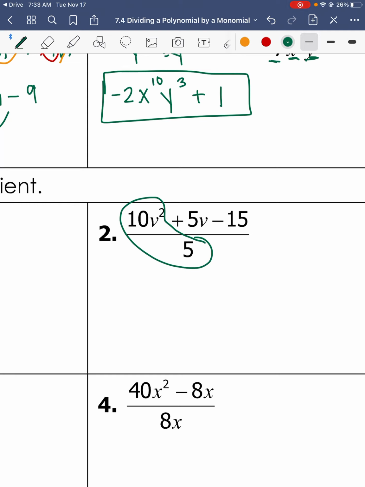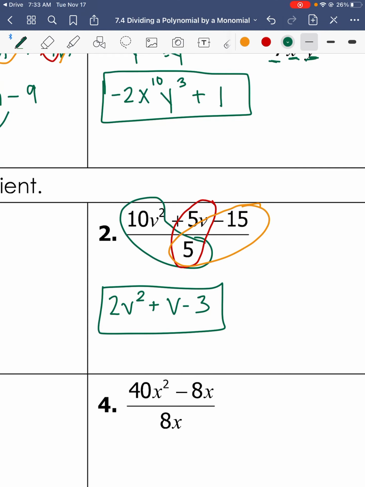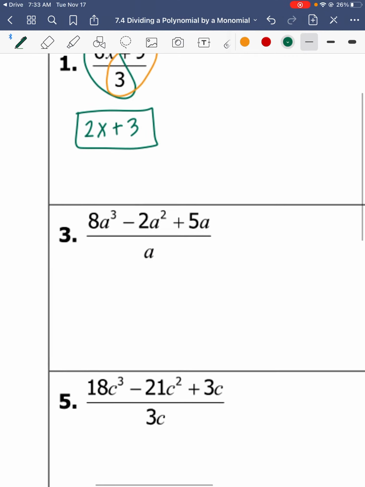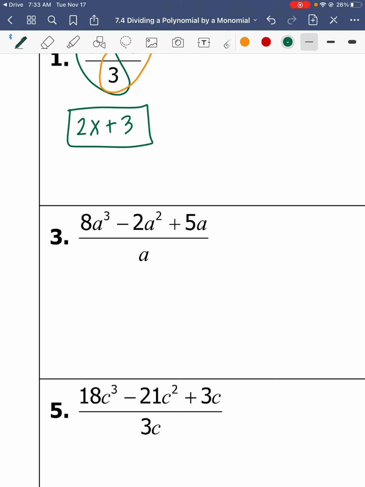Okay, over here, this 10v squared divided by 5, that gives us 2v squared. And then we'll look at 5v divided by 5. It's positive, so it gives us plus 5 divided by 5 is 1. 1 times v is just v. And then this last one here, negative 15 divided by 5 is negative 3. And there's our final answer.